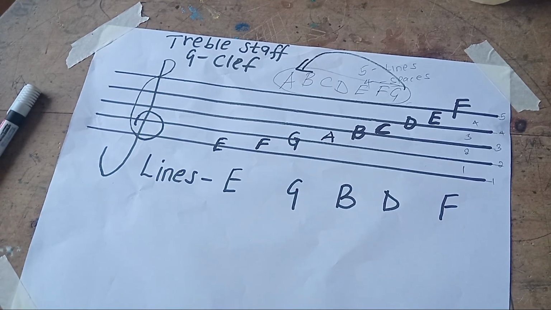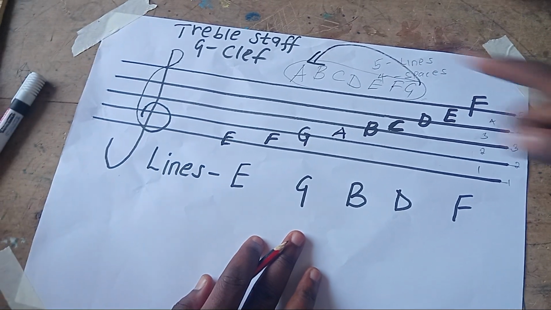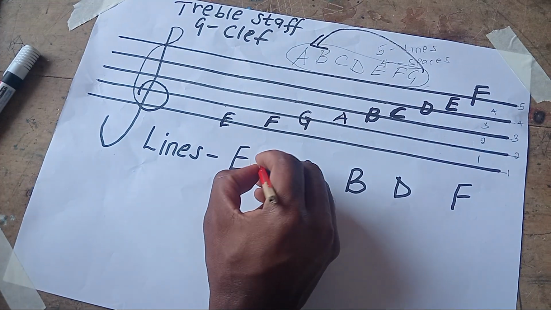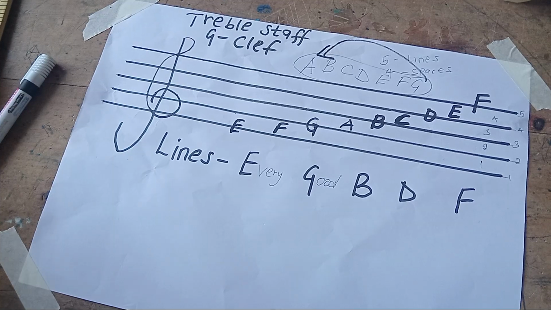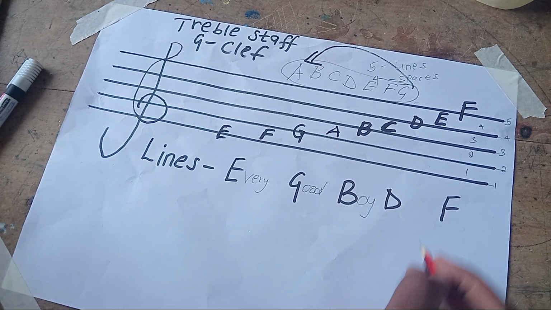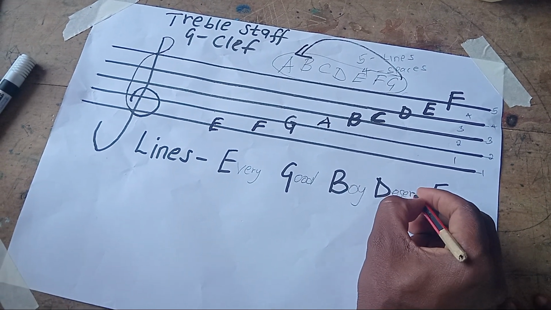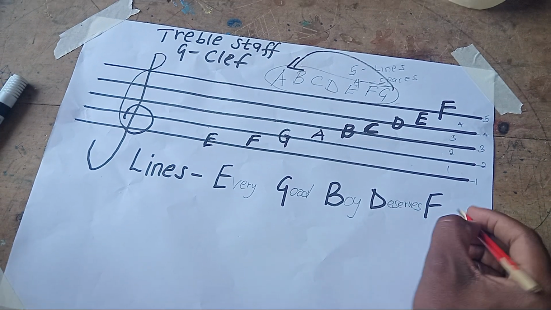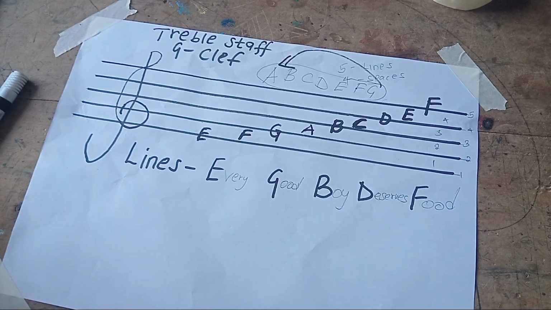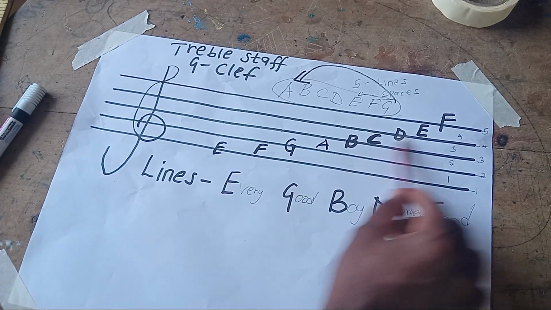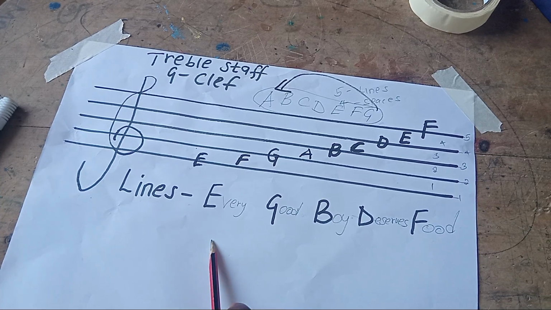Those are lines on the treble staff, which you can easily remember by just a formula. How do we call that formula? E stands for every. G stands for good. B stands for boy. While D stands for deserves. And F stands for favor. Favor or food. Okay. So you can remember these lines here by this formula. Every good boy deserves favor, if you have to use a formula.